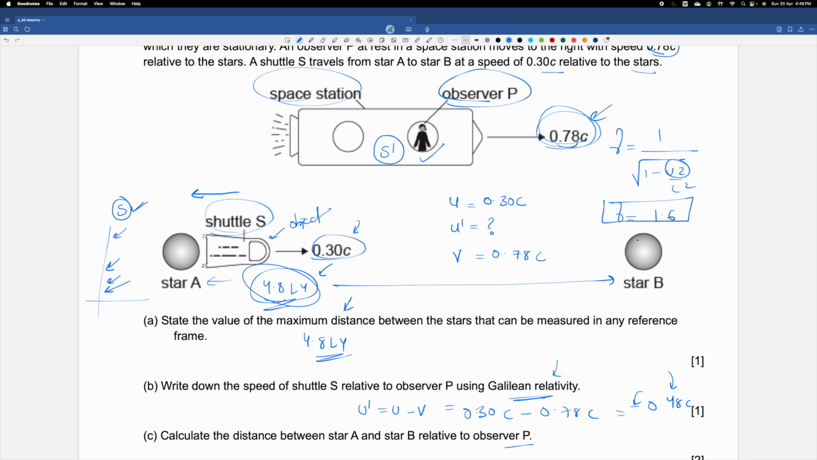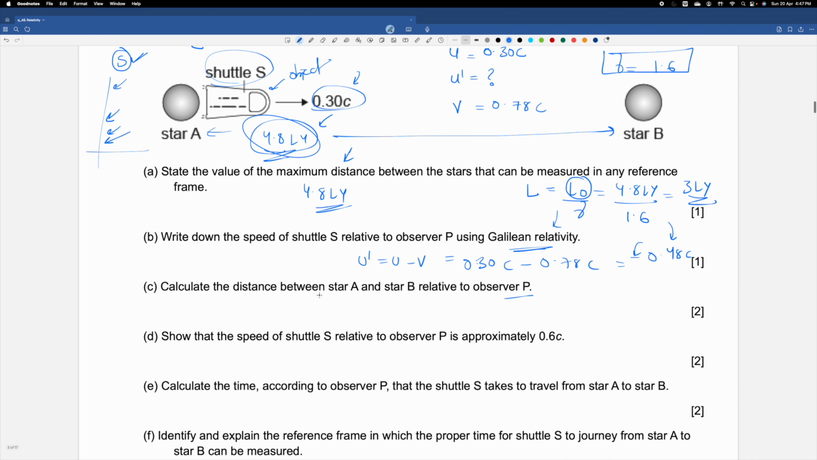Now, since we got the value of gamma, what will be the length between star A and star B measured with respect to the observer? It will be the proper length divided by the gamma factor. The proper length is 4.8 light years divided by the gamma factor, 1.6. I just wanted to remind you that proper length is nothing but the length measured in a rest frame with respect to a rest frame. If you simplify this, your answer is going to be 3 light years.